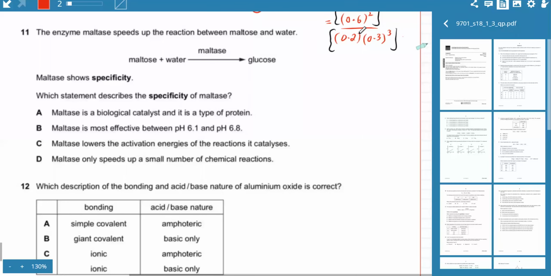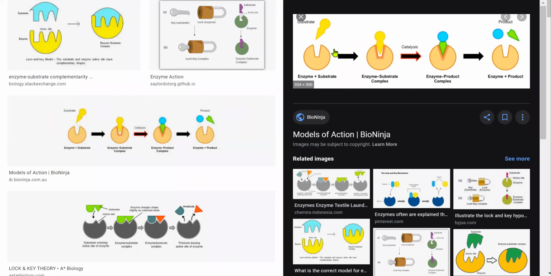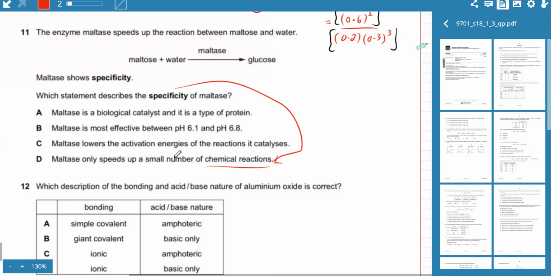Okay, that's D. I did not read D. Only speeds up a small number of chemical reactions. The reason it speeds up a small number of reactions is that it only matches a small number of substrates. Okay, the lock and key model over here. It can't react with any other substrate. So that is what specificity is. Maltase only speeds up a small number of chemical reactions, only reacts with a small number of substances. So specificity is basically linking up properly with this one. Okay, so it is D.